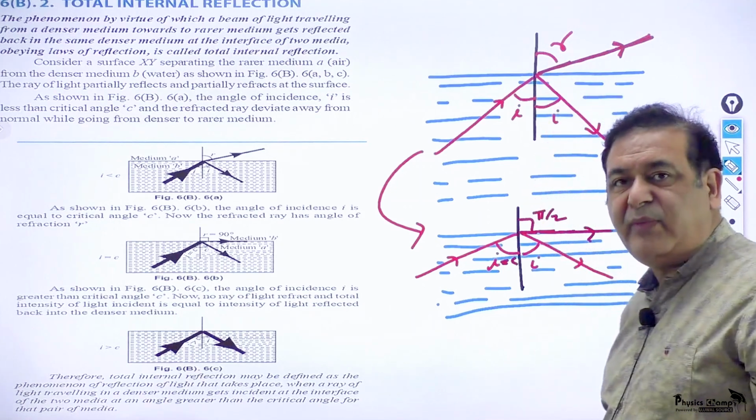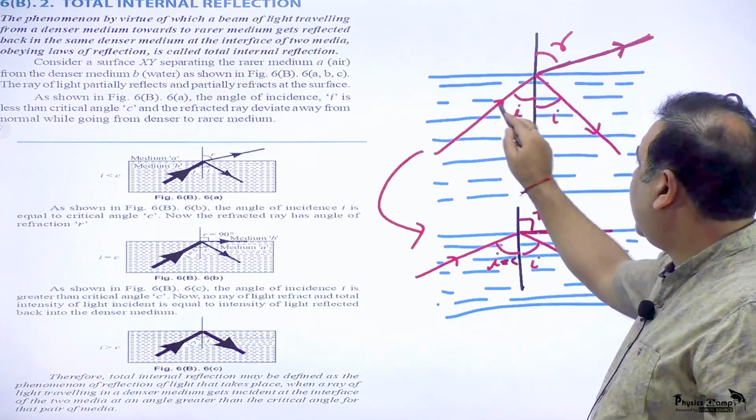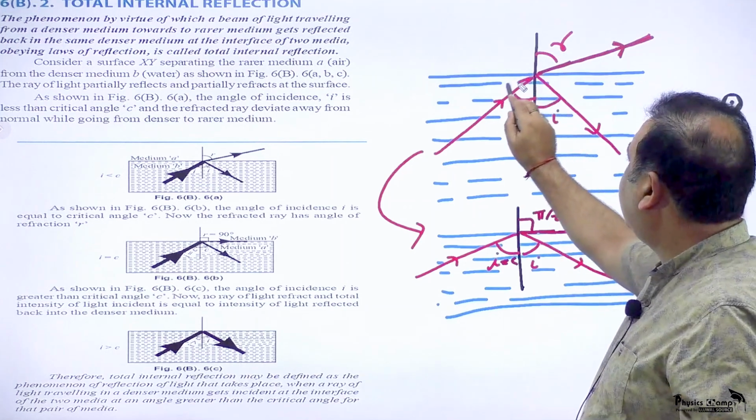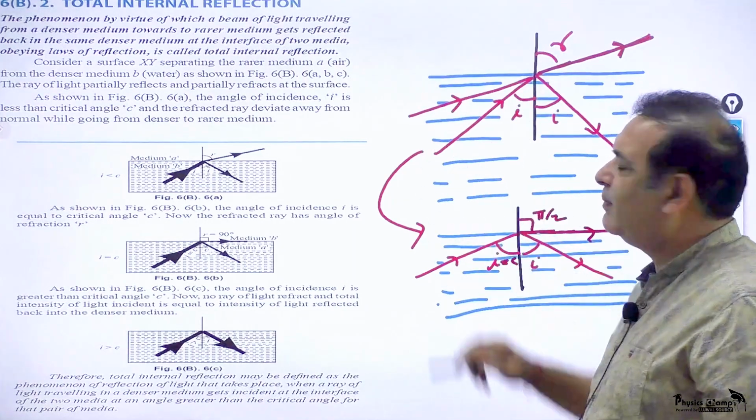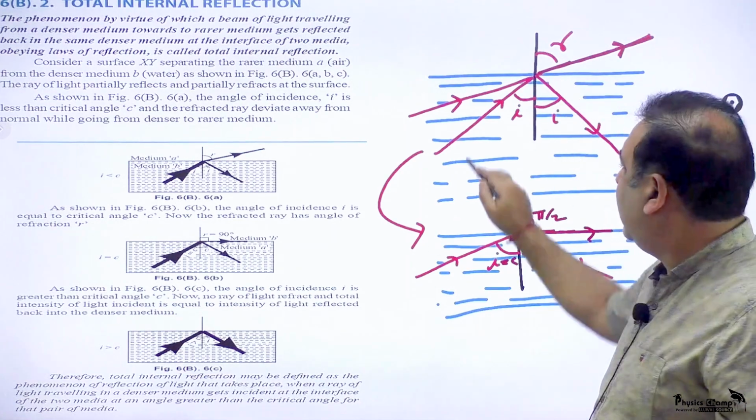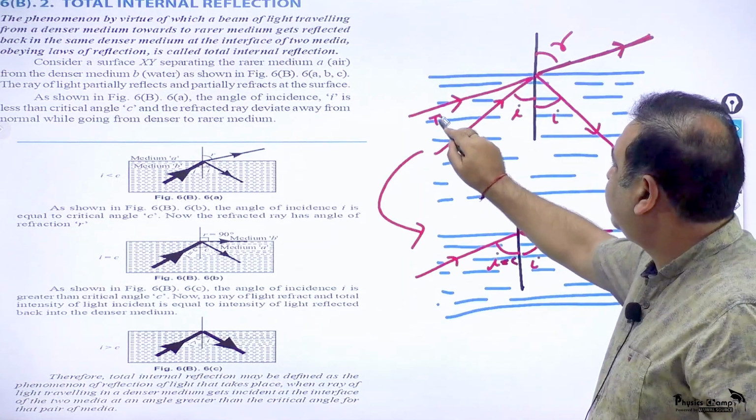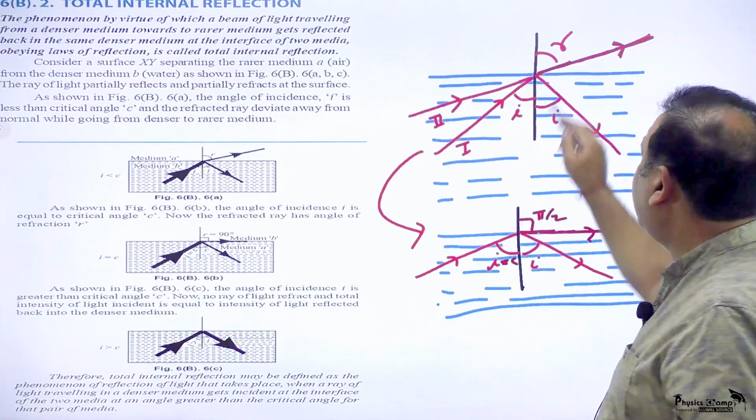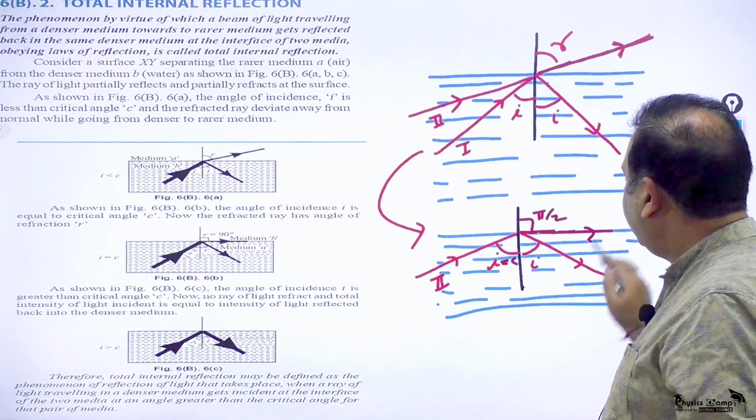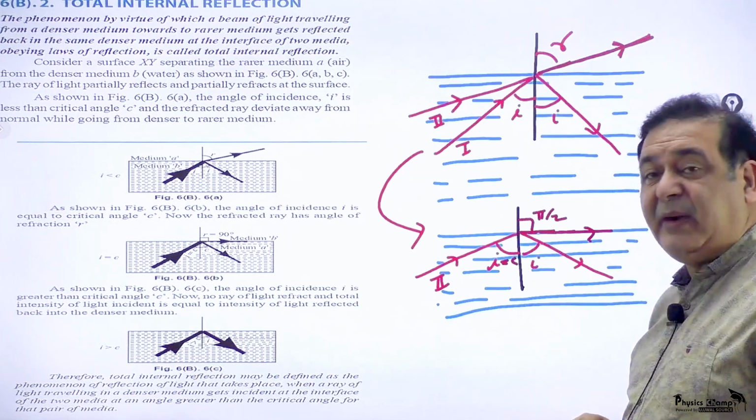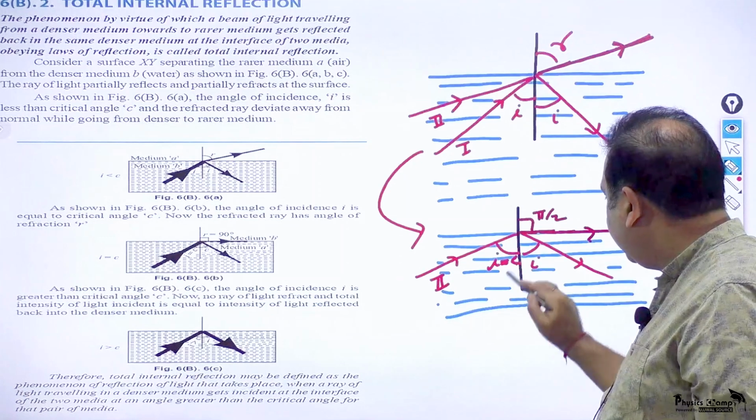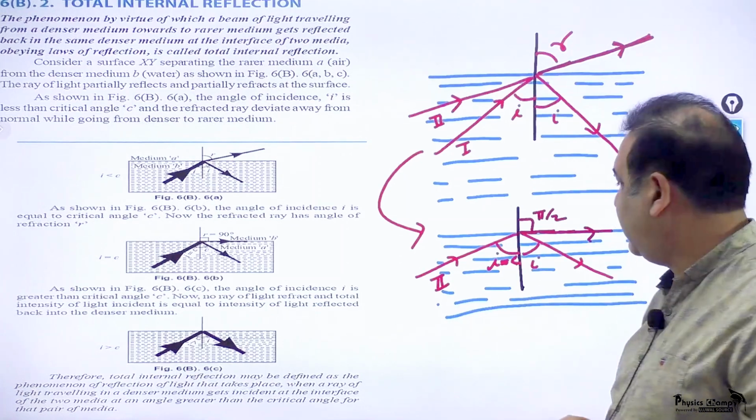So, what we have done is, we have increased the angle of incidence. On increasing the angle of incidence, obviously the angle of refraction has increased. And in this situation, we can observe the angle of refraction is 90 degrees. And this angle of incidence is called the critical angle. It is represented by C.